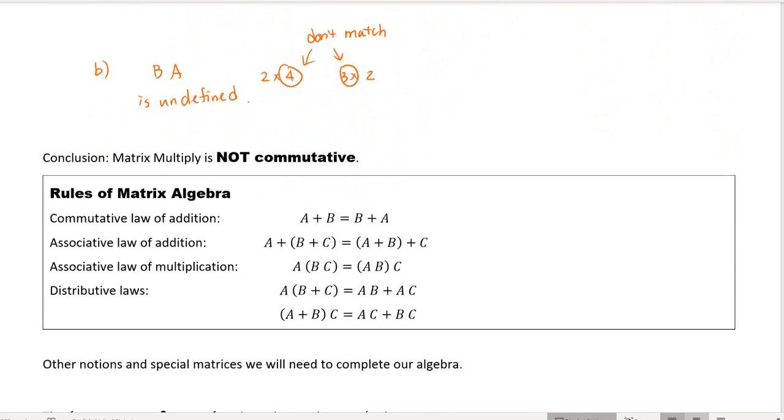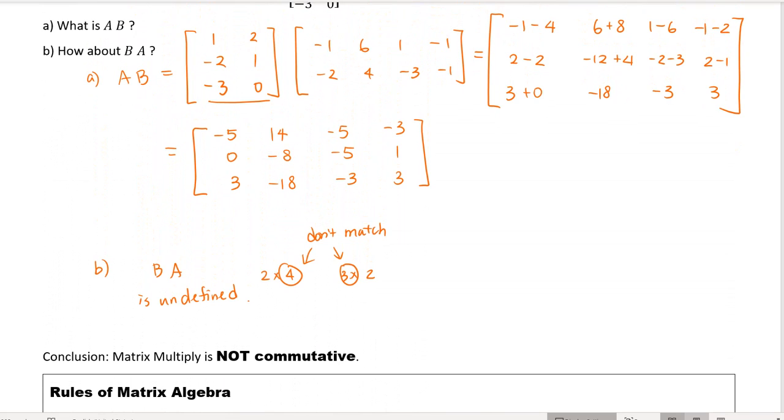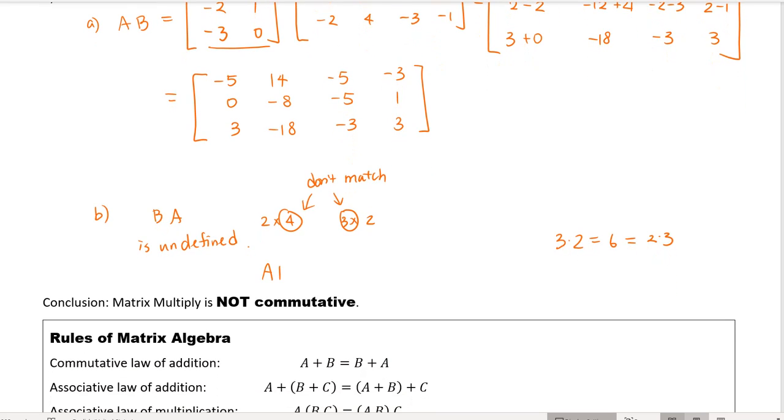Yes? Good. Let's continue. Alright, so conclusion. Do you see AB is not the same as BA? So matrix multiplication is not commutative. Well, the multiplication of numbers is commutative, because 3 times 2 is 6, but 2 times 3 is also 6. So multiplication of numbers is commutative. However, multiplication of matrices is not commutative. So be careful with that. Okay? You can see AB is not the same as BA.